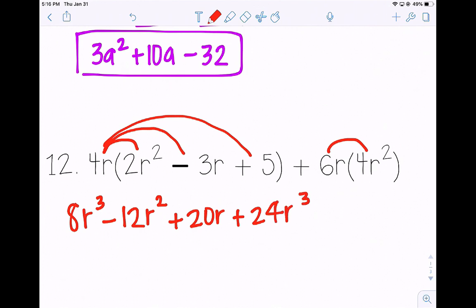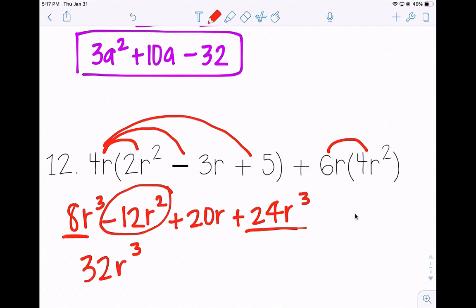At this point, now we combine like terms. So I have 8r cubed plus 24r cubed is going to be 32r cubed. No, I actually don't need that plus there. So 32r cubed. And then we have, cubed, not squared. So r cubed. Then we have a negative 12r squared. I don't have any other r squareds here, so that's minus 12r squared. Same thing, we have plus 20r, no other terms that just have r, so we just bring that down, plus 20r.